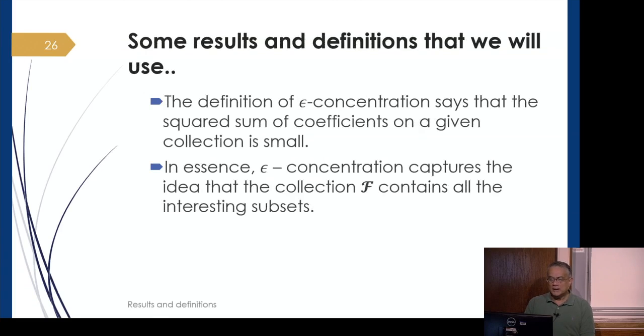To do that well, we have two concepts that we will talk about. The first is the concept of epsilon concentration. Informally, it says that the squared sum of the coefficients outside a given collection is small, and it captures for us the idea that the collection, which is a subset of the terms of the Fourier expansion, contains all the interesting subsets of S that we wish to focus on in order to be able to capture f.